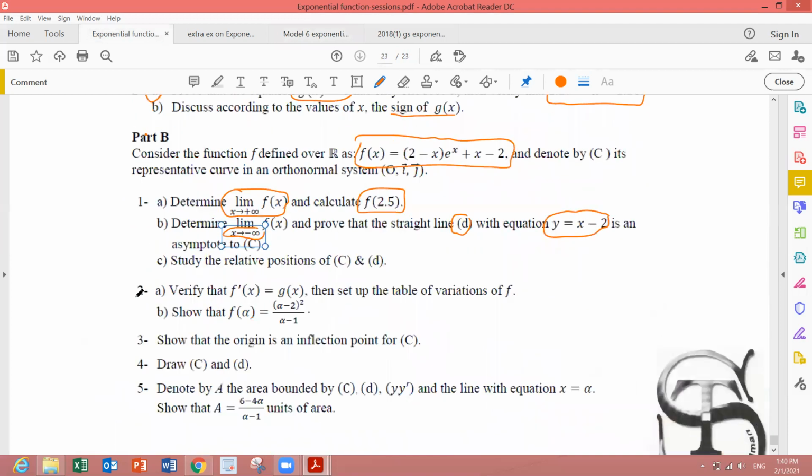Now part 2. Verify that f prime x equal gx. Then set up the table of variations.